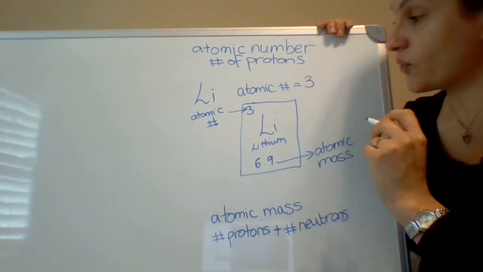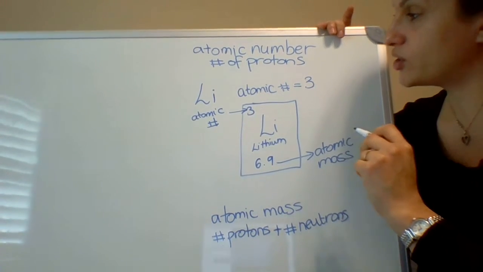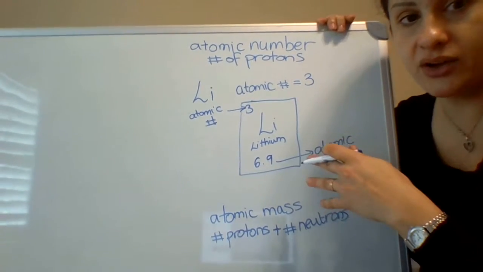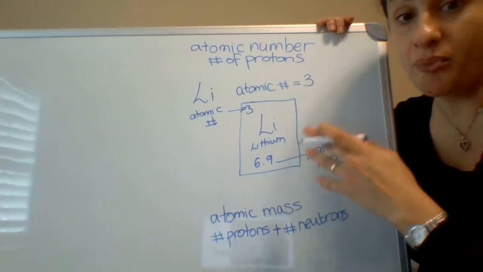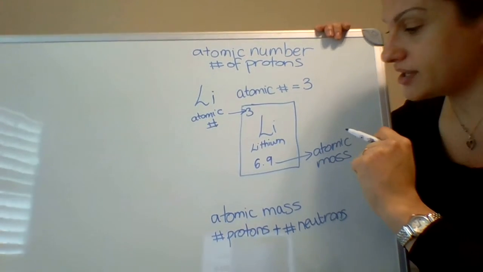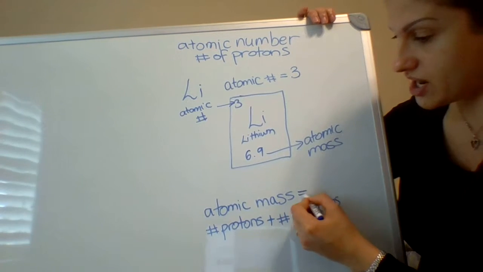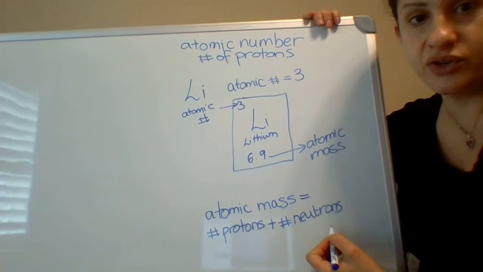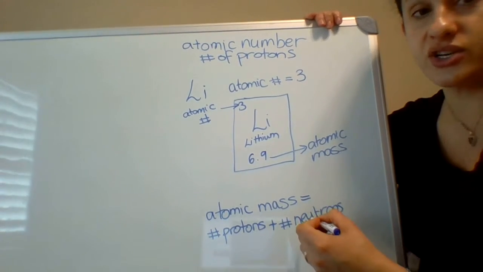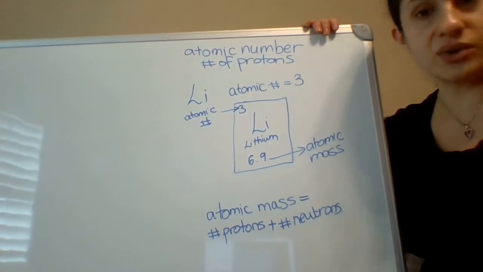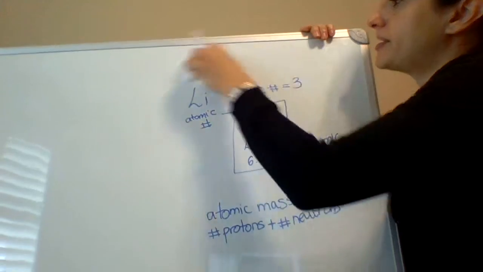Now, what is also really important is to notice that on the periodic table, we don't know how many neutrons are there. But using our calculation that I told you, that the atomic mass is equal to the number of protons plus the number of neutrons, we can use this equation to find out how many neutrons are in lithium. So let's do that calculation on the top here.